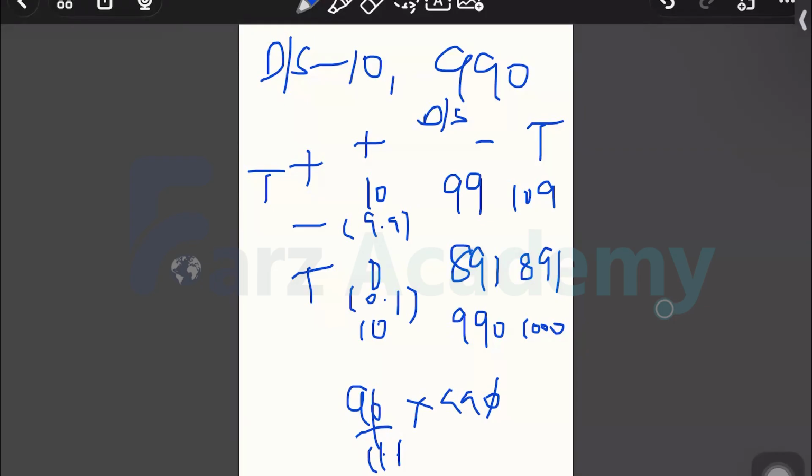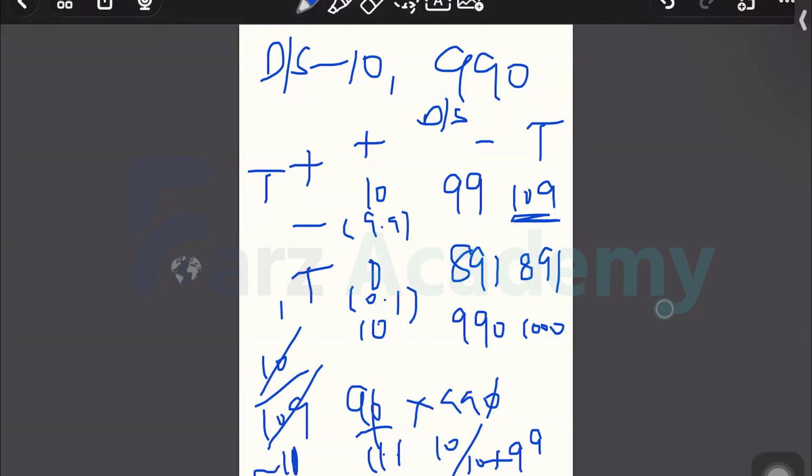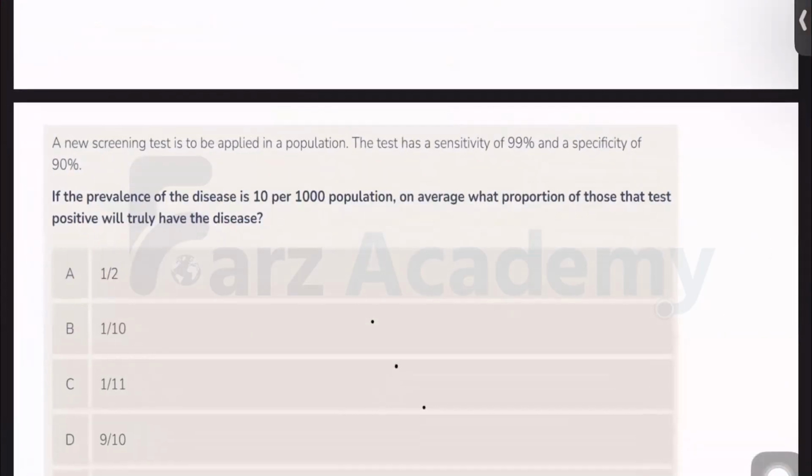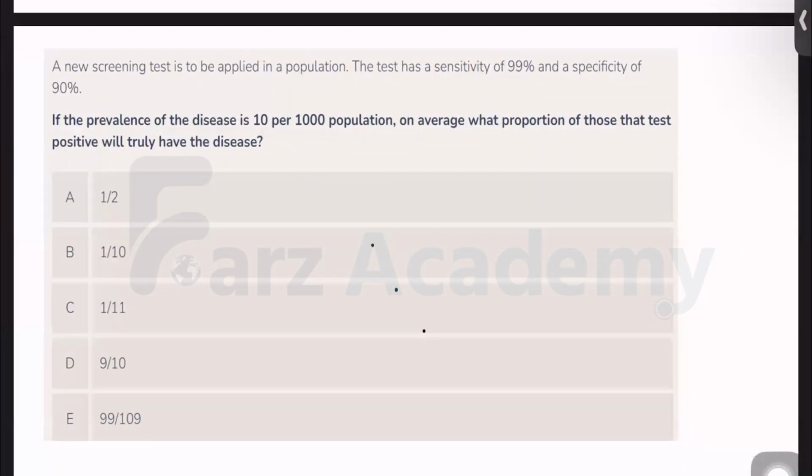We have solved enough examples of sensitivity, specificity, positive, negative, predictive value. So what is positive predictive value here? Positive number, 10 upon 10 plus 99 or 10 upon 109. Right? 10 upon 109. So even if I do 10 tens are 100. If you take 110 almost, it becomes approximately 11. So answer is 1 by 11.